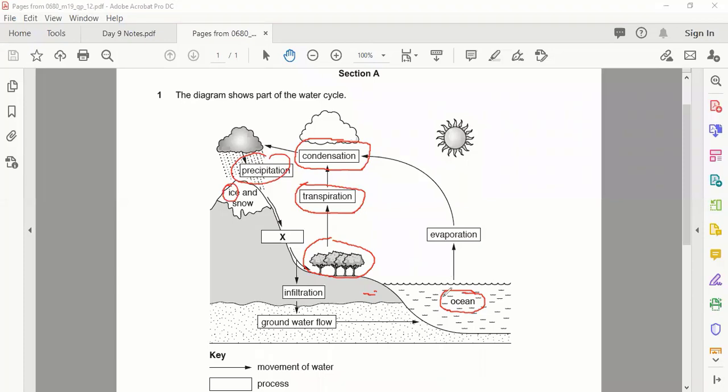So again, how this process occurs: the evaporation from oceans, from lakes, from rivers, and from plants. In the bracket you can write transpiration, and then what happens? Condensation happens, then precipitation happens. So this is what they are asking here. So you can check the answer here.